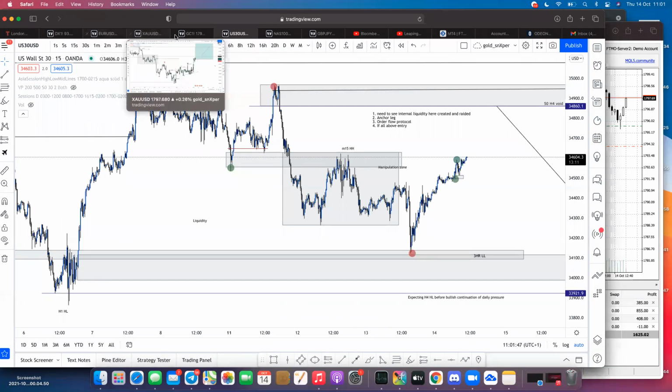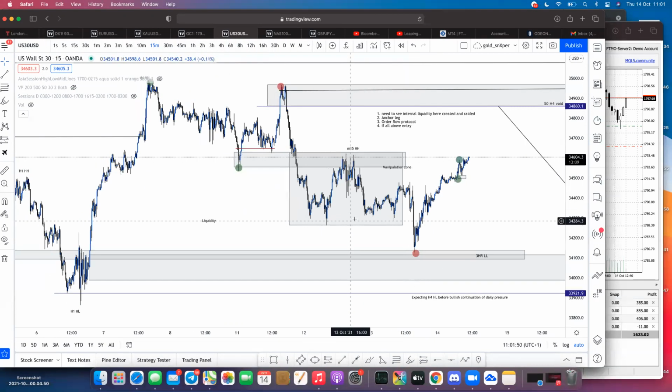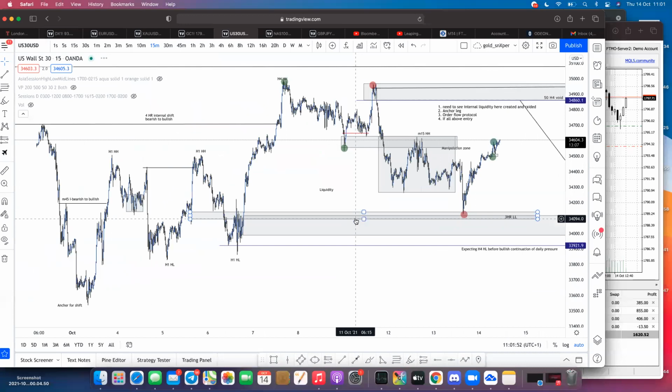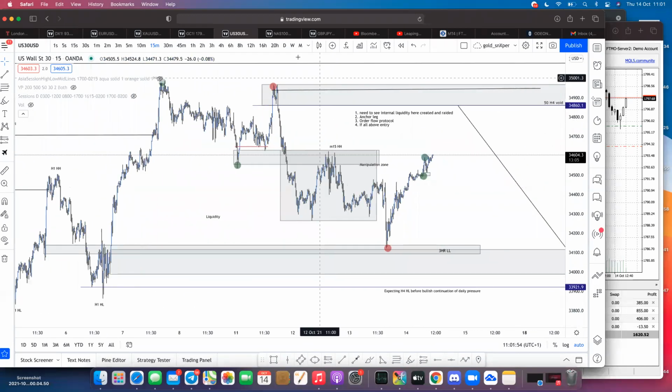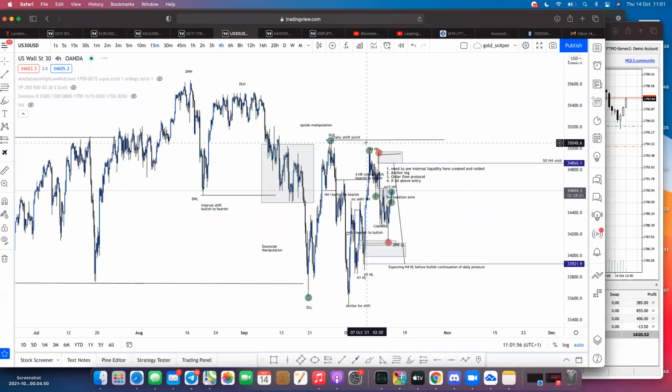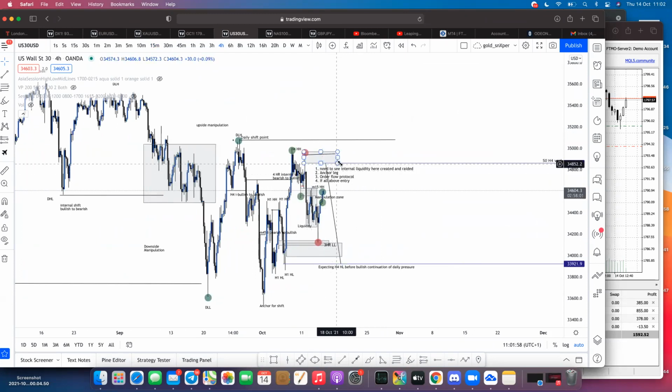Was it US 30? Yeah, okay. So what are we talking about with this US 30 trade? Yeah, obviously the 4 hour at the moment is bullish. So we're going to print that lower high to lower low.